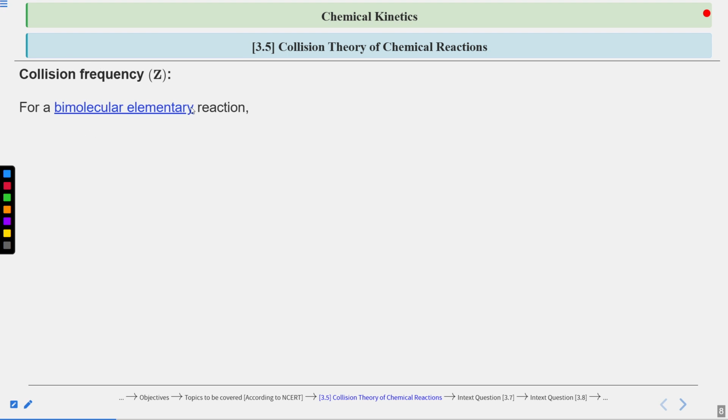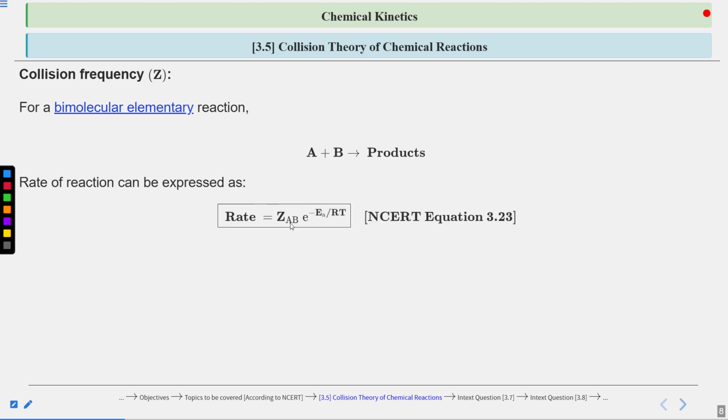Now for a bimolecular elementary reaction, that means the reaction has two reactants, here we are representing them as A and B, and they are combining and forming products. So the rate of reaction for this can be expressed as rate equals ZAB e to the power minus EA by RT.